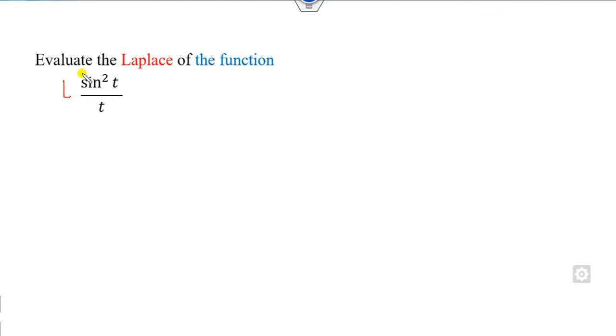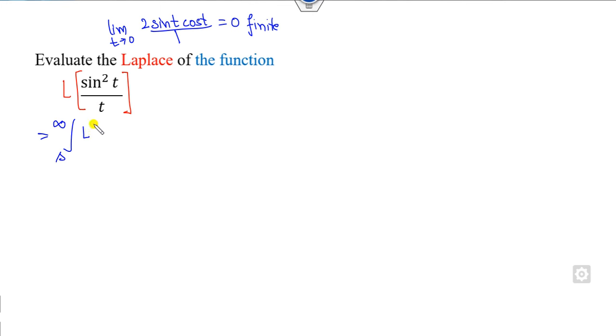Okay, now again your target is to find this number. Now you can easily verify that as t approaches 0, it's a 0 by 0 form, so I can apply L'Hopital's rule. So it is sin over 1, that's a 0, which is a finite number. So that means you can find the Laplace transformation of this component.